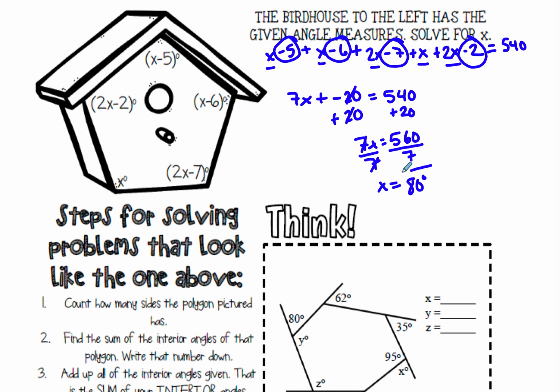degrees. Here it did not say find each angle measure. If it did, then I would have to do, say, 2 times 80 minus 7, 80 minus 6, and so on. But here it just says solve for x. So you have to read the directions. Sometimes they'll say find the missing angle measures. Sometimes they'll say solve for x.